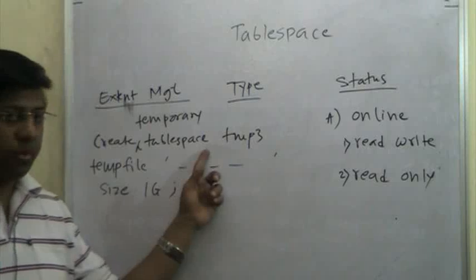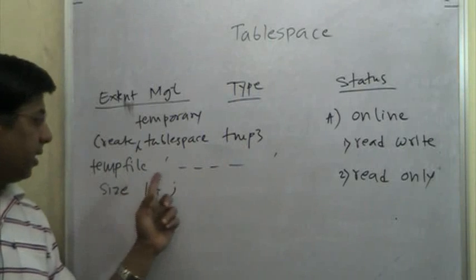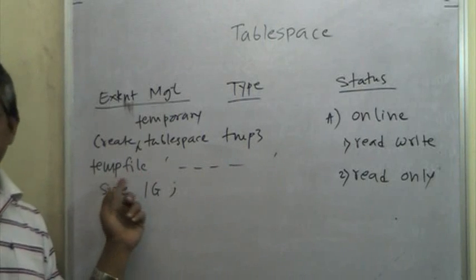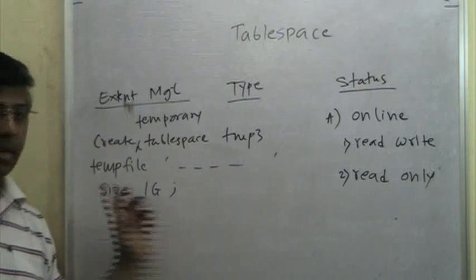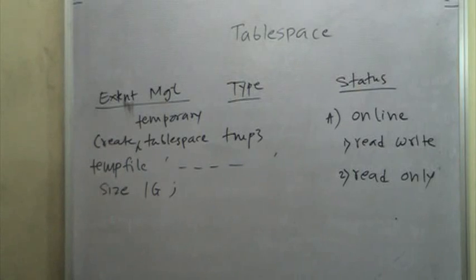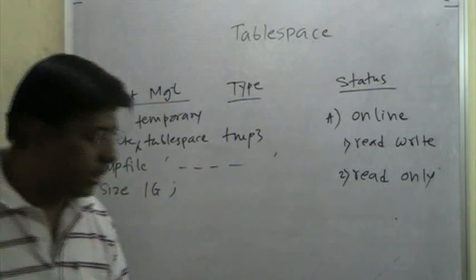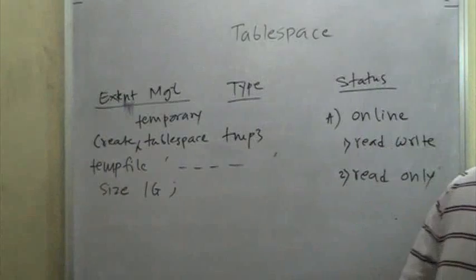Create temporary table space temp3, temp file. This is not data file now, this is temp file. Then the name of the file and size, which is 1 gigabyte. That's it. So this is how you create a temporary table space.